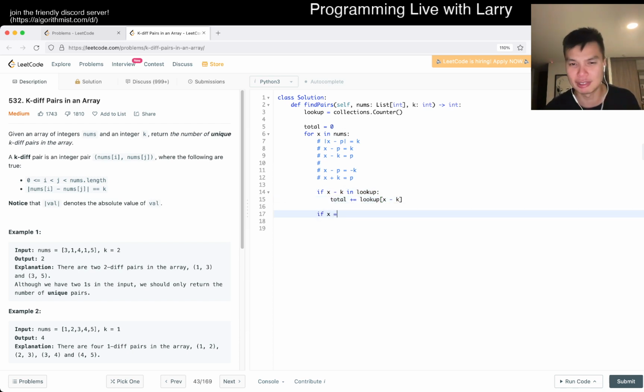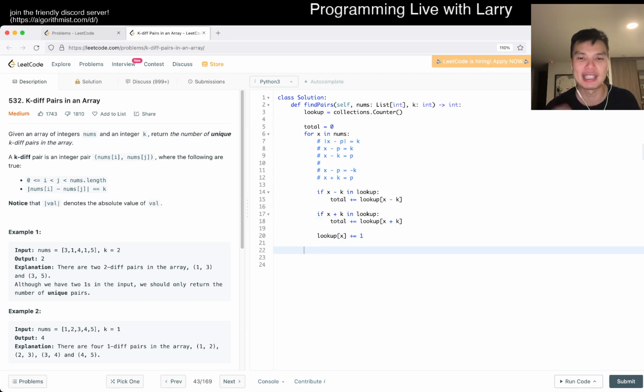And of course, this is practically the same with the other one, right? And then afterwards, like I said, you have to update the state. That's what we'll do, lookup of x, because now we're saying to the future, hey, this x is available to be matched. And then I think that should be good.